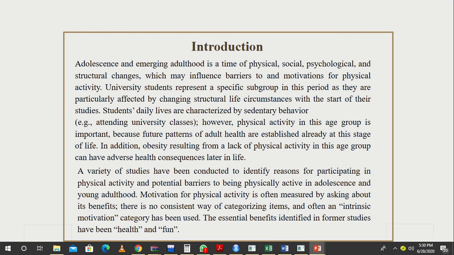Introduction. Students represent a specific subgroup in this period. They are particularly affected by changing structural life circumstances during their studies. Physical activity in this age group is important because future patterns of adult health are already established at this stage of life. For these reasons, a variety of studies have been conducted to identify reasons for participating in physical activity and barriers to being physically active in adolescence and young adulthood.